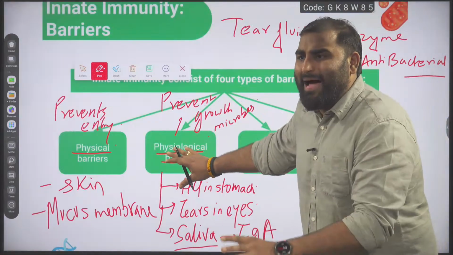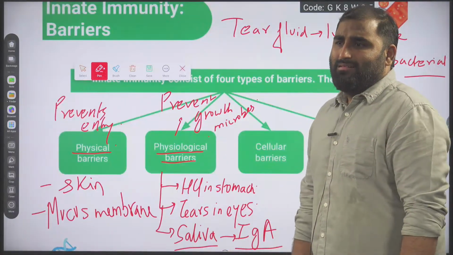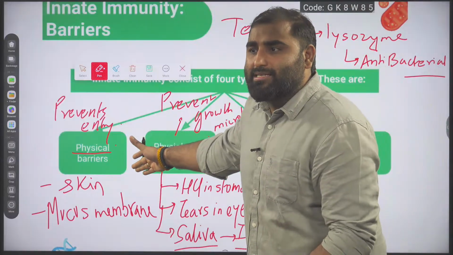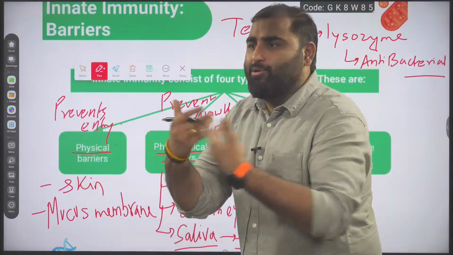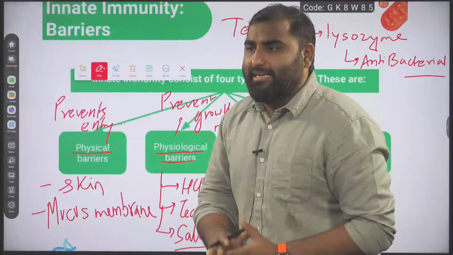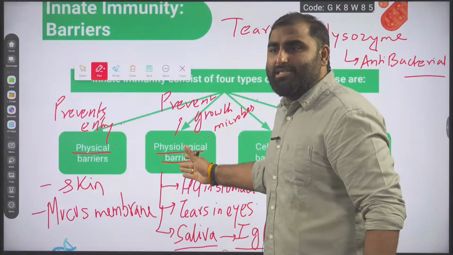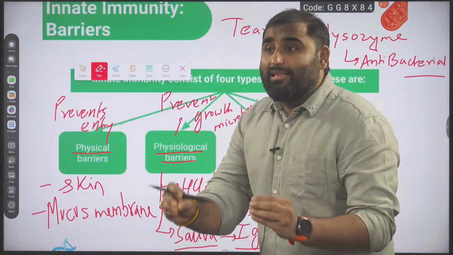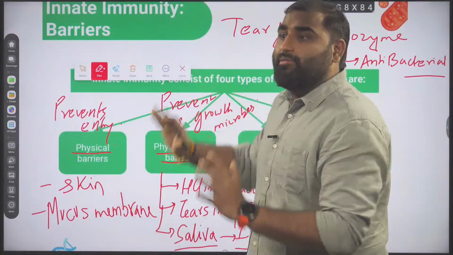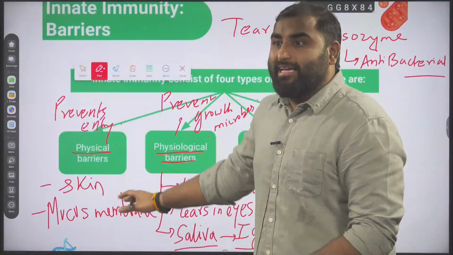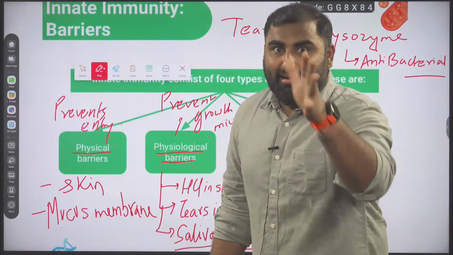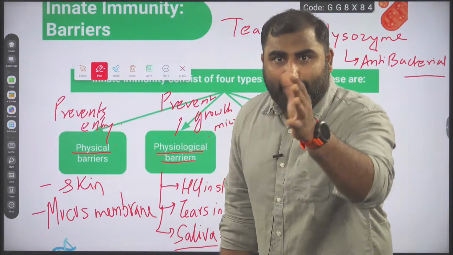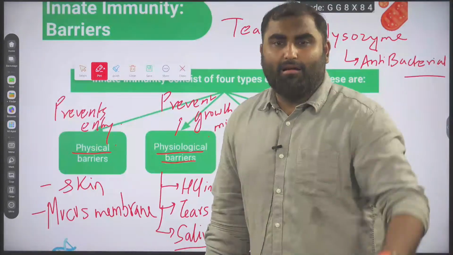Is this barrier clear? So this is natural. Everyone is born with this. Everyone is born with skin and mucous membrane that prevent entry. Everyone has these body functions: HCl in the stomach, tears in the eyes, saliva. These natural functions provide you immunity. Does this immunity require any learning? No, it doesn't require any learning.